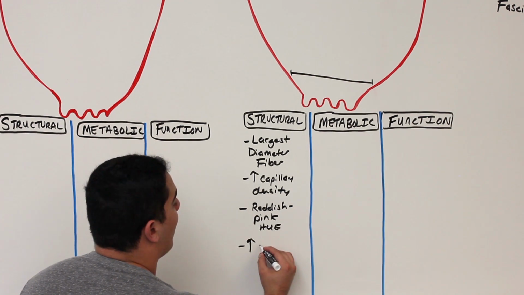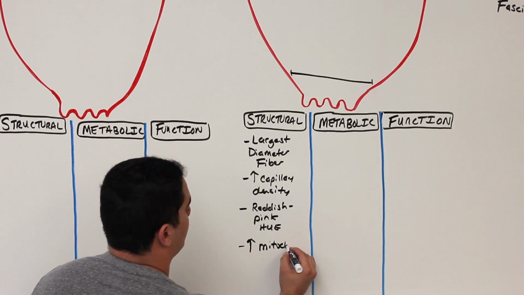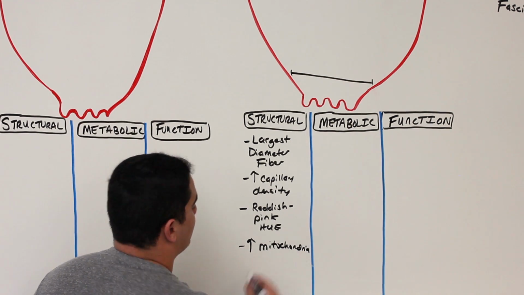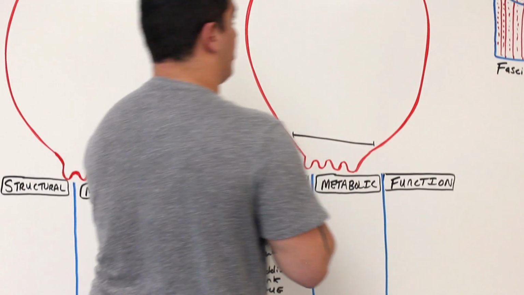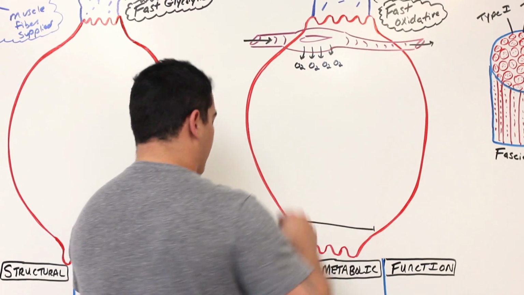Okay, next thing, it has lots of mitochondria. And this should make sense. And why should this make sense, guys? Because there's the word oxidative.